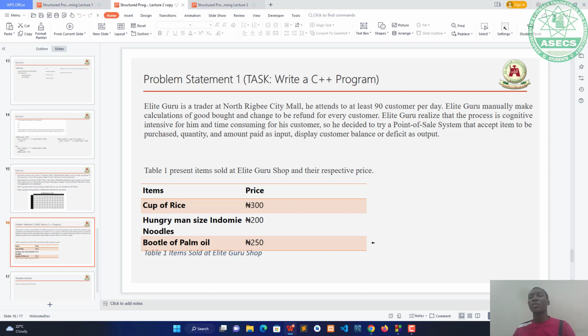Another Guru realized that the process is cognitive intensive for him and time consuming for his customer. So he decided to try a point of sales that accept item to be purchased. Item da za siya.